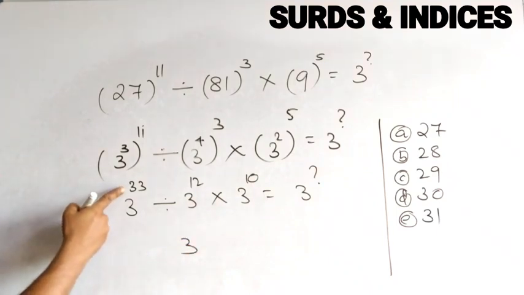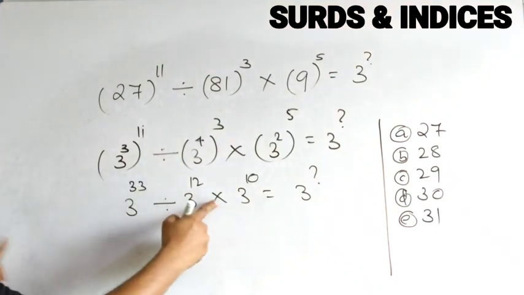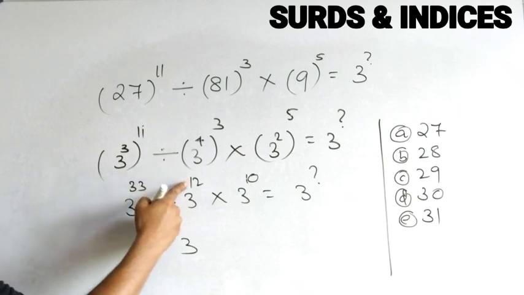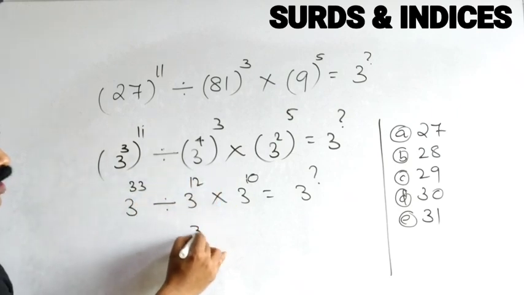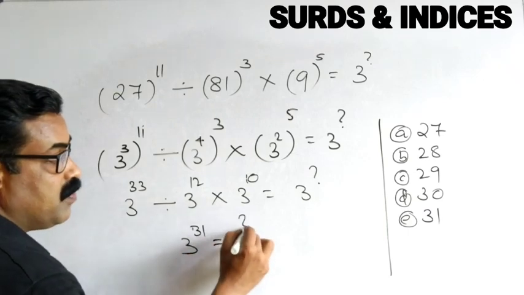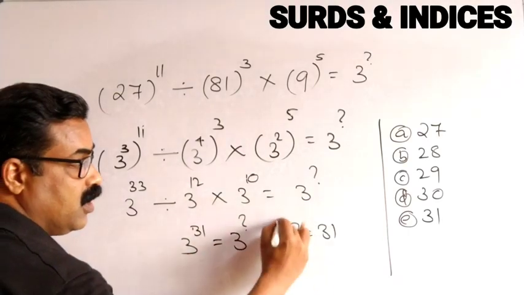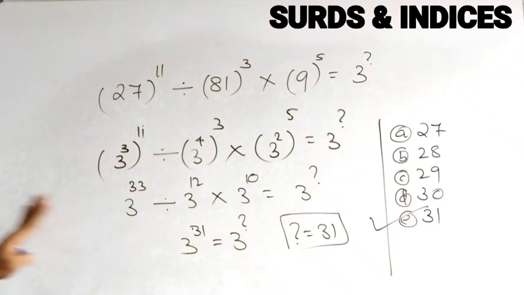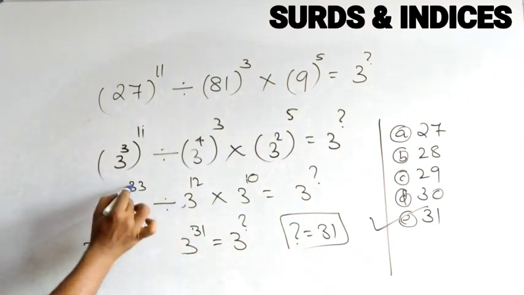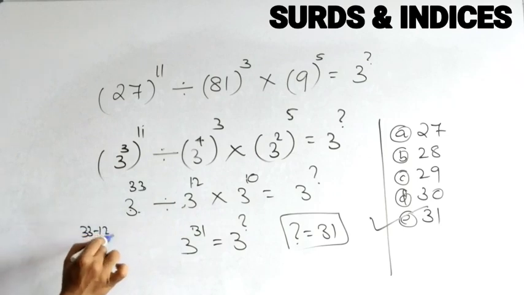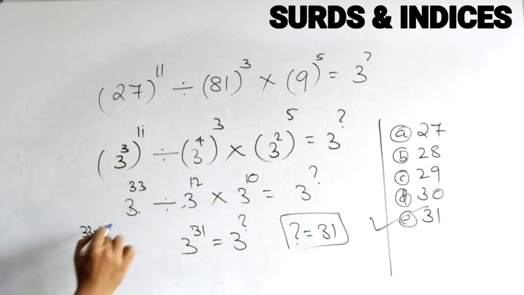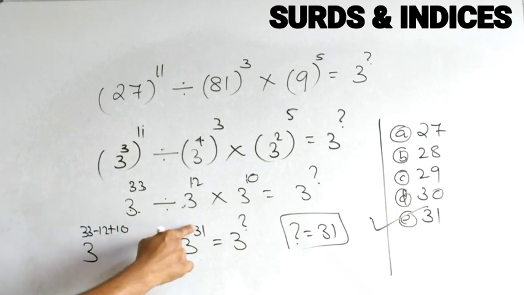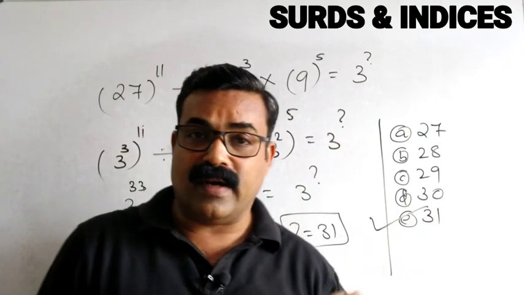So 3 power 33, division means this will become minus. Multiplication means this will become plus. So 33 minus 12, 21, 21 plus 10 is 31. So 3 power 31 is equal to 3 power question mark. So the question mark is equal to 31. From the given options, we can mark 31 as the correct option. Remember, understand it very clearly. This is division, so you write 3 power 33 minus 12. And here it is multiplication, so this power will become plus. 33 minus 12, 21, 21 plus 10, 31. So the answer is 31. Accordingly, we will mark the correct answer.